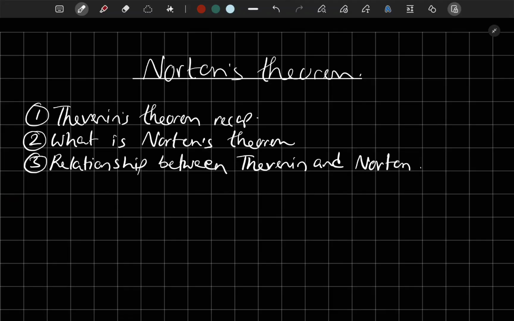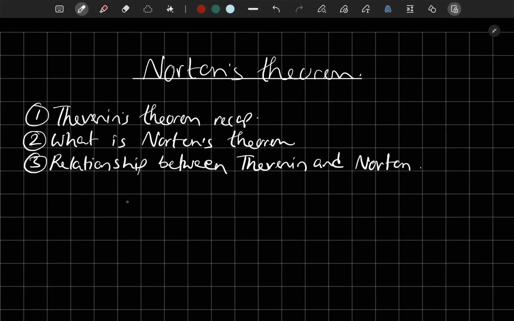We had finished Thevenin's theorem, so we'll start with Norton's theorem today. First, let's just do a quick recap of Thevenin's theorem. So Thevenin's theorem was simplifying any circuit into a circuit with a single voltage and a single series resistor.